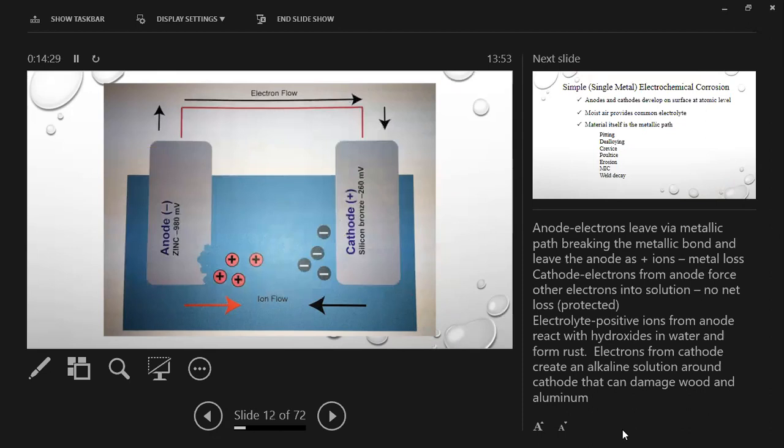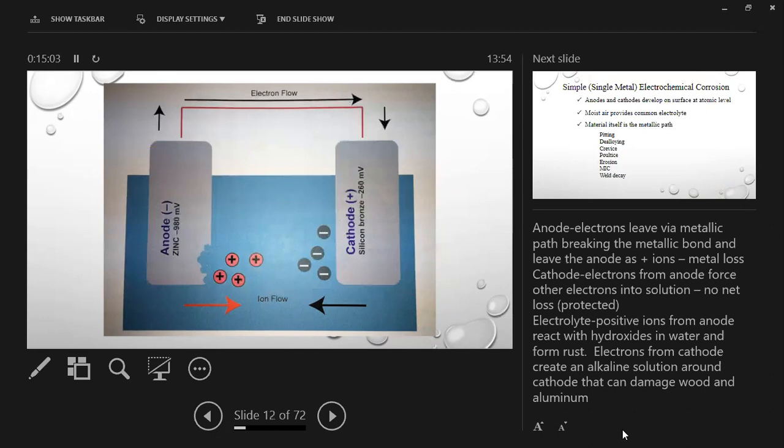Now, what's happening in the electrolyte is that the positive ions are jumping off the anode, are combining with hydroxide ions in the electrolyte, forming rust. And the electrons that are coming off the cathode are combining with negative ions, joining with probably hydrogen to make a hydrogen molecule, for instance.